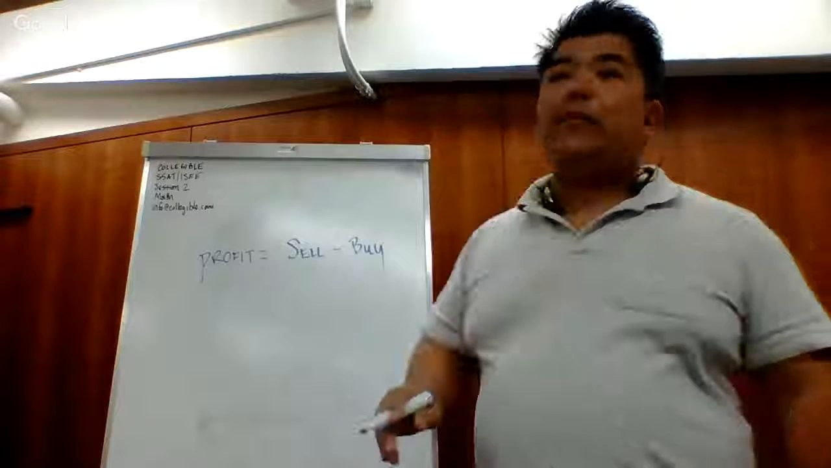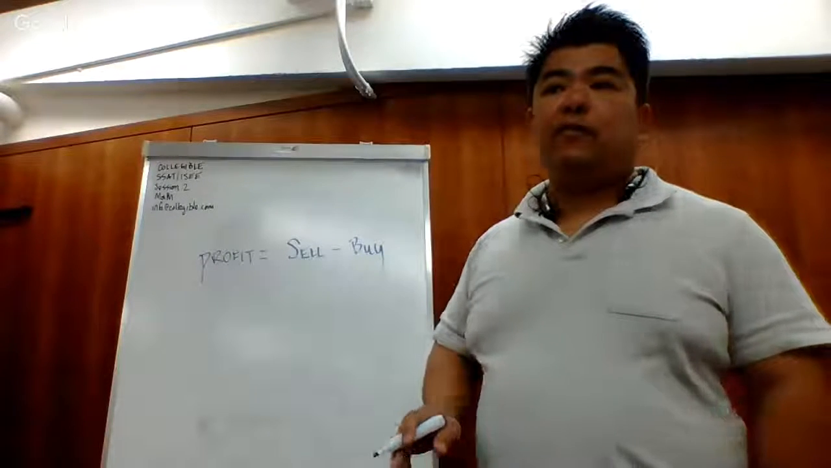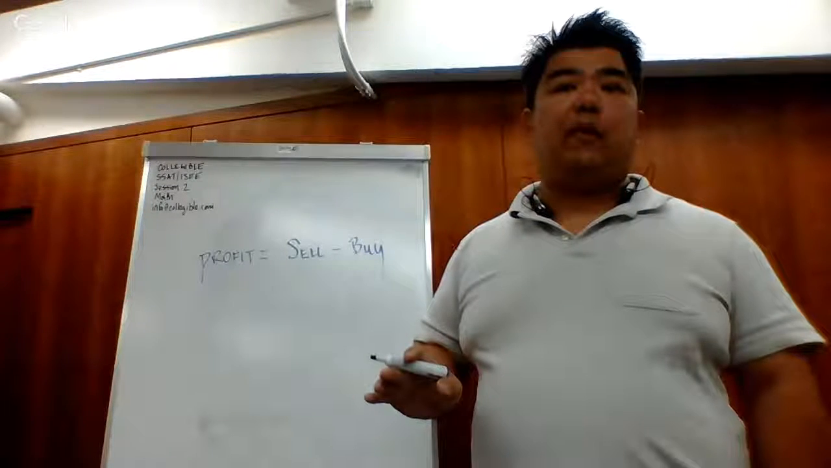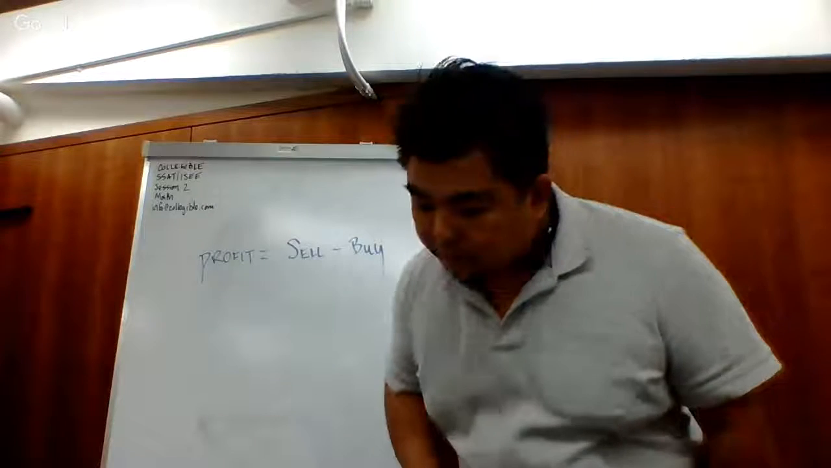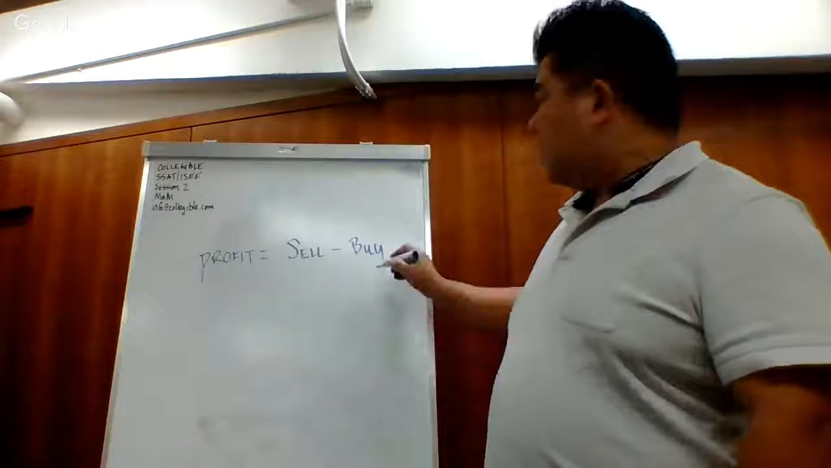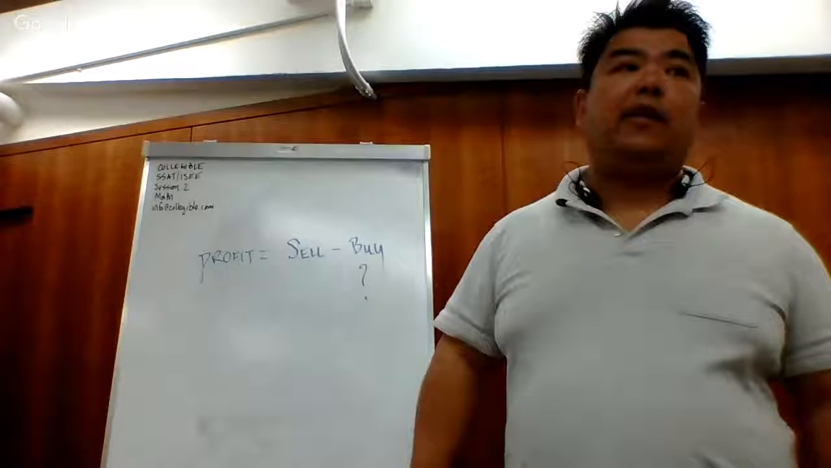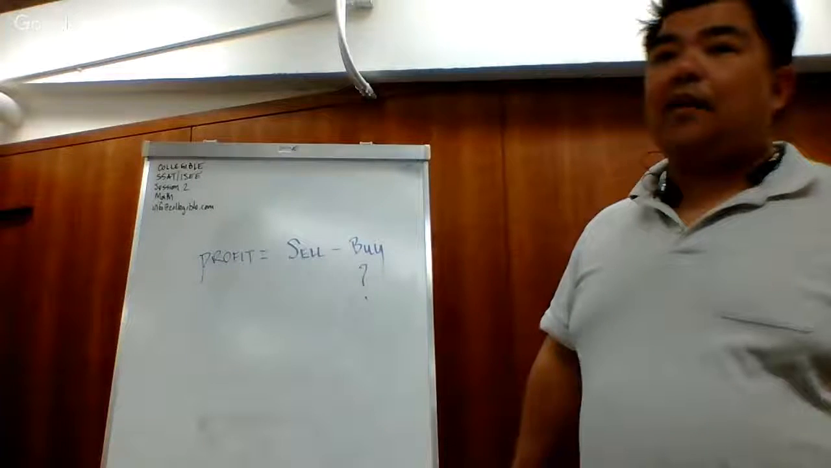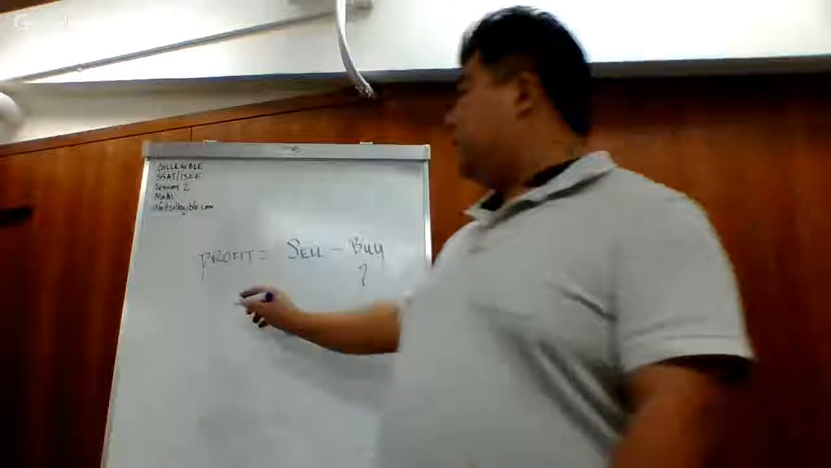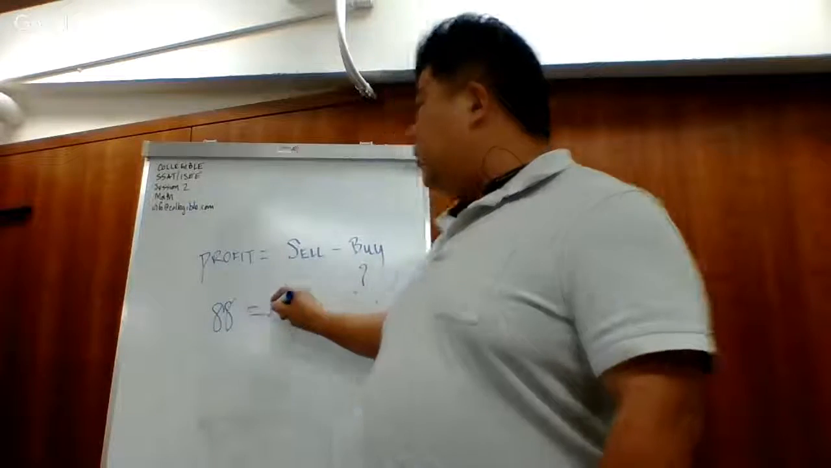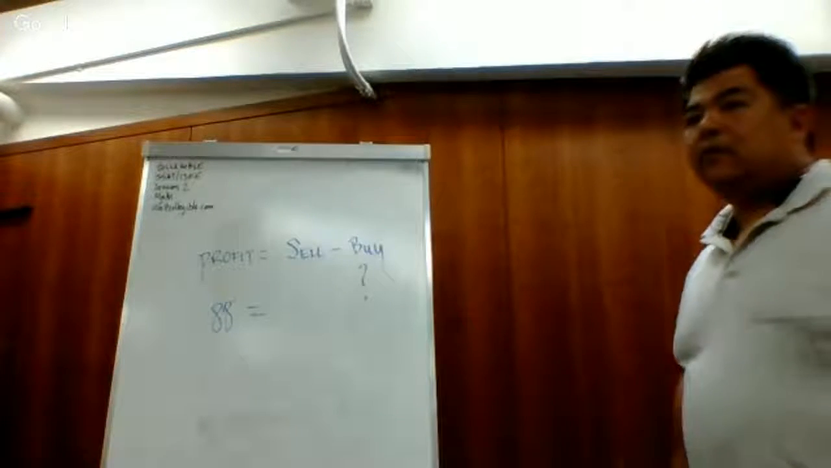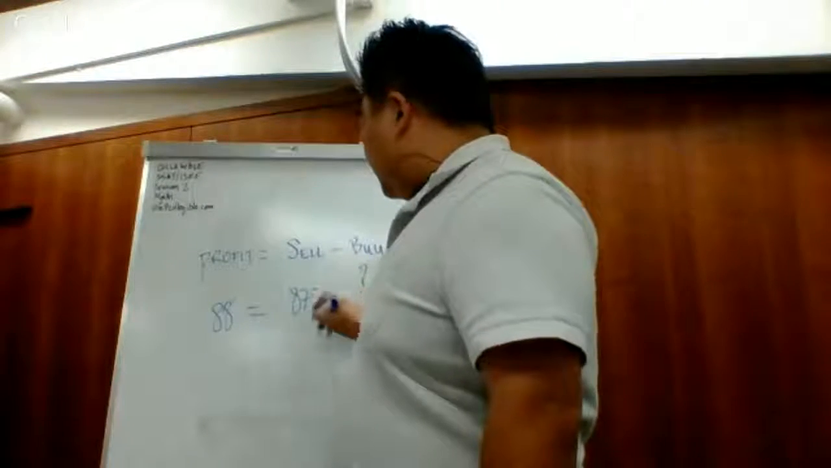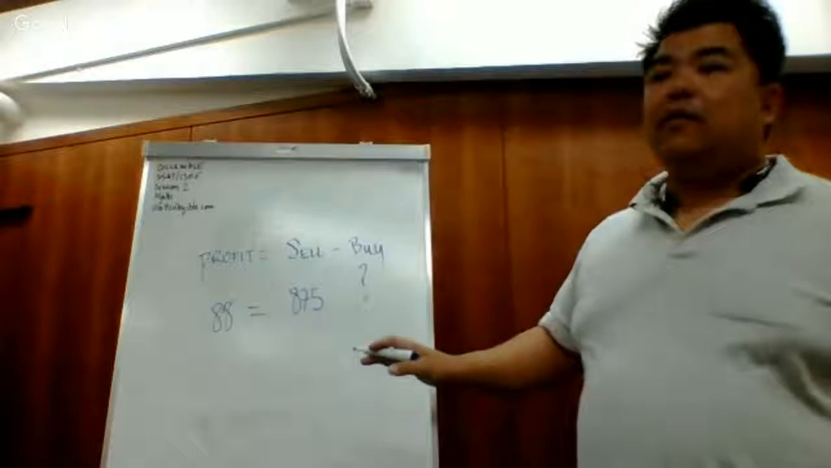So we're talking about a motorcycle that Alan bought and sold, right? What are we looking for here? We're looking for how much he bought it for, right? So this is what we're looking for. How much did he sell it for? He didn't sell it for $88. If he did that, the profit is 88. So you got to put this correctly. This is 88. What did he sell it for? $875, right?